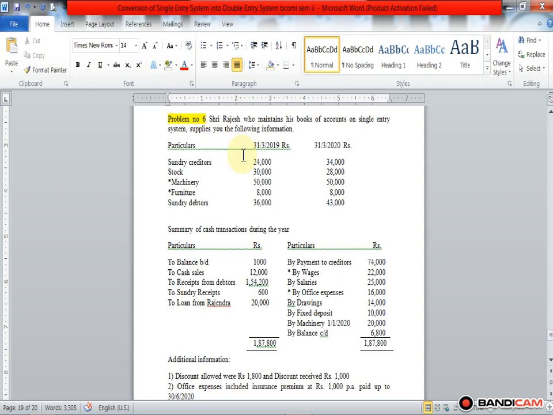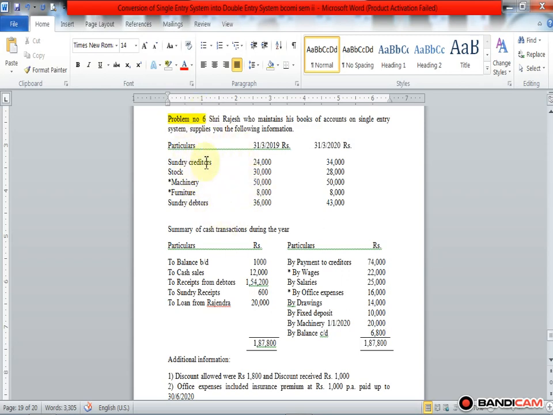Sri Rajesh, who maintains his books of accounts on single entry system, supplies you the following information. So Mr. Rajesh has maintained his books of accounts under single entry. We have to convert this single entry into double entry system. So here, particulars, 31st March 2019 and 31st March 2020, it means opening balance of assets and liabilities is given to you.